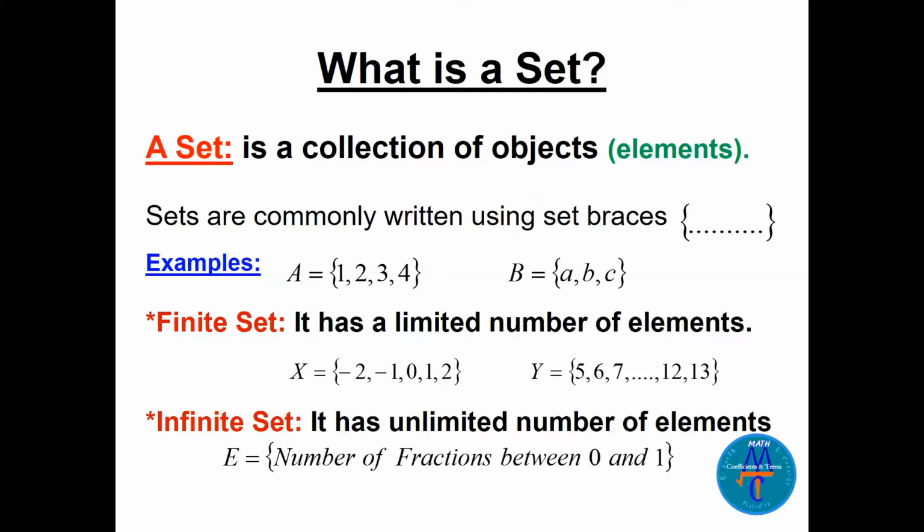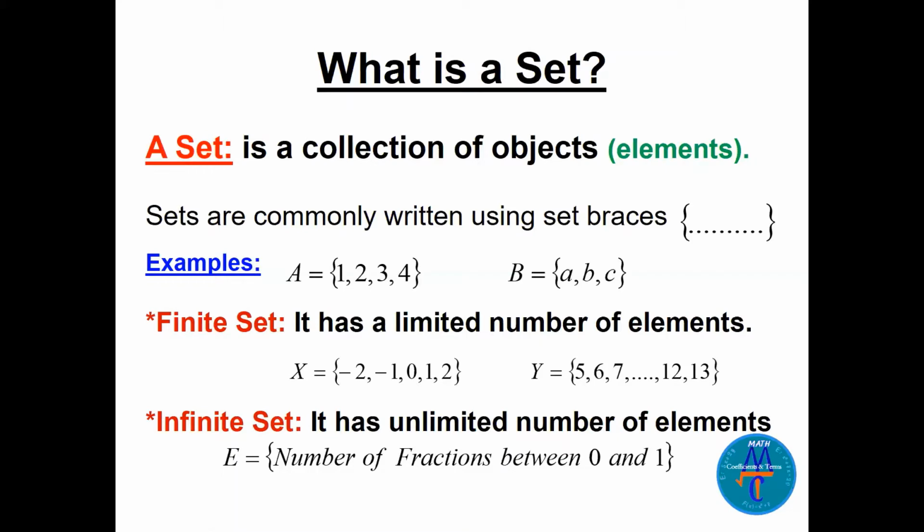Now we have two types of sets, finite set and infinite set. A finite set, as the word says, means a limited number of elements. So we can count the elements, how many numbers, how many objects there are. Like you see set X here: -2, -1, 0, 1, 2. That's it. A limited number, 5 elements inside the set. So this is a finite set. Set Y is also finite. It's the numbers 5, 6, 7 until we reach 13. So we can count them.